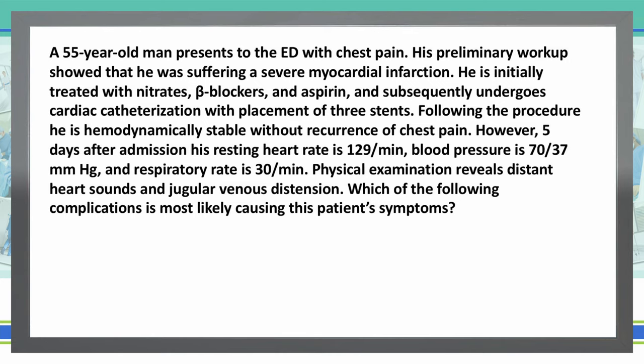However, 5 days after admission, his resting heart rate is 129 beats per minute, blood pressure is 70 over 37, and respiratory rate is 30 breaths per minute. Physical exam reveals distant heart sounds and jugular venous distension. So which of the following complications is most likely causing the patient's symptoms?